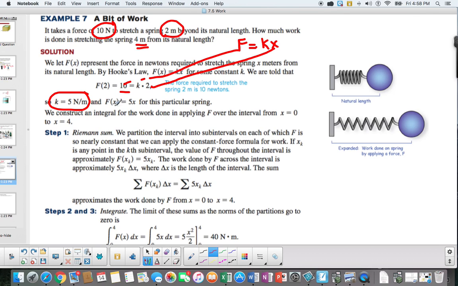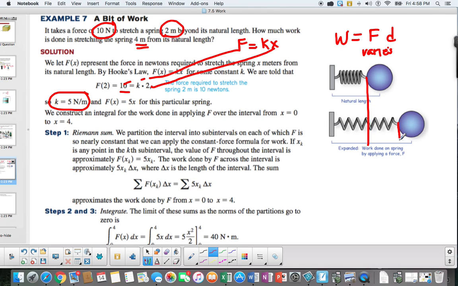So we can look at the force as 5x. The farther x goes, the more force it's going to take. The smaller x is, the less force it's going to take. So this is a force that is varying. We want to decide how to set up our work. Remember, work is equal to force times distance. In this case, our force varies, so it's not always constant. How are we going to deal with this?